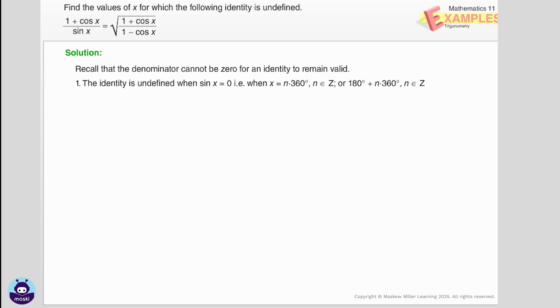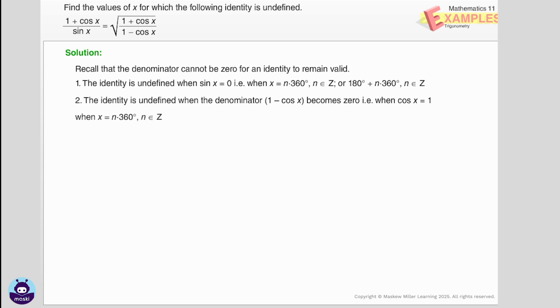Observe the denominator on the right side of the equal sign. The identity is undefined when the denominator, 1 minus cos x, becomes 0. That is, when cos x equals 1. When x equals n times 360 degrees, n element of Z.